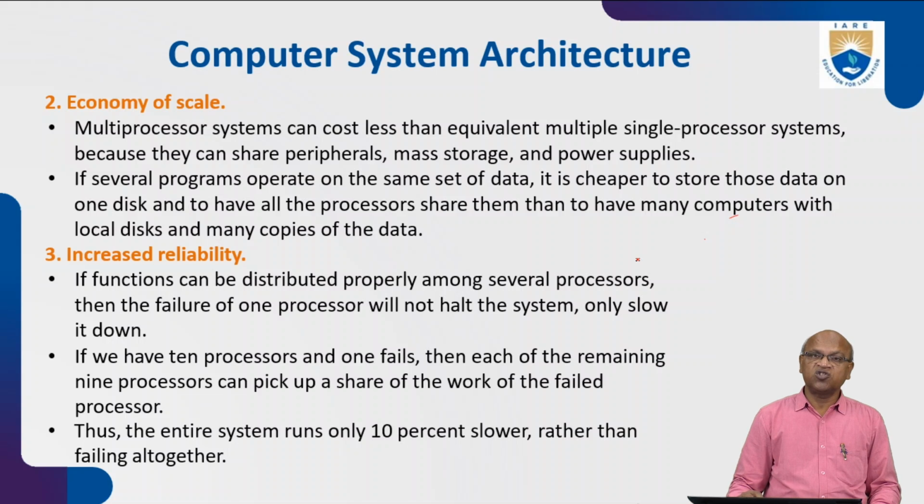If functions can be distributed properly among the several processors, then the failure of any processor will not halt the system, only slow it down. If you have 10 processors and one fails, then each of the remaining 9 processors can pick up a share of the work of the failed processor, and thus the entire system runs only 10% slower rather than failing altogether. So that is the advantage of multiprocessor over single processor systems.